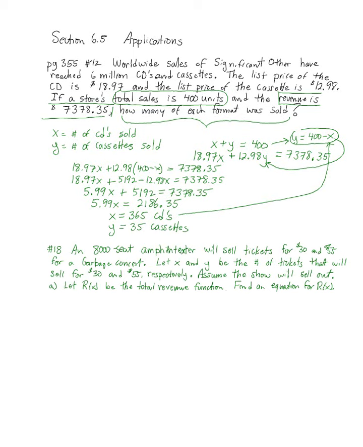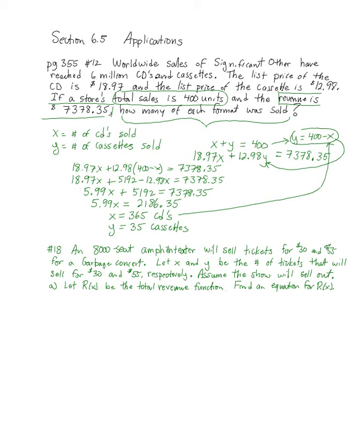All right, let's try another one. Number 18. An 8,000-seat amphitheater will sell tickets for $30 and $55 for a Garbage concert. Let X and Y be the number of tickets that will sell for $30 and $55 respectively. Assume the show will sell out. Question A. Let R of X be the total revenue function. Find an equation for R of X.